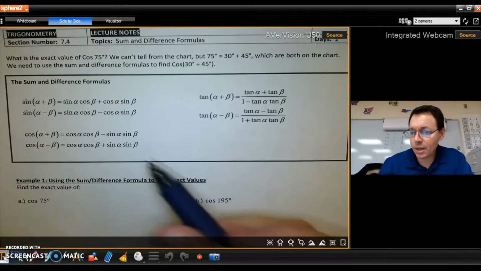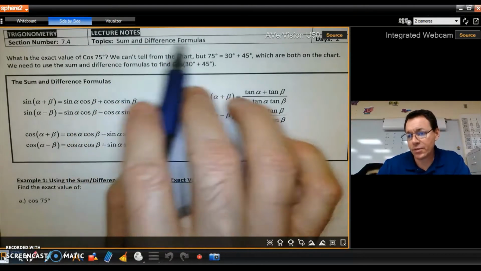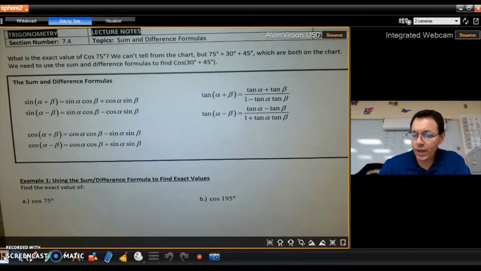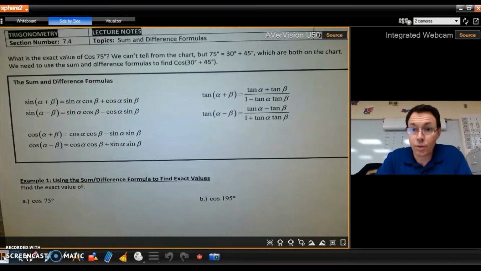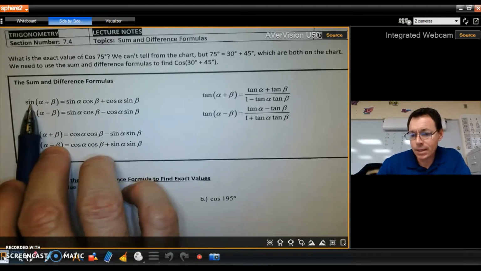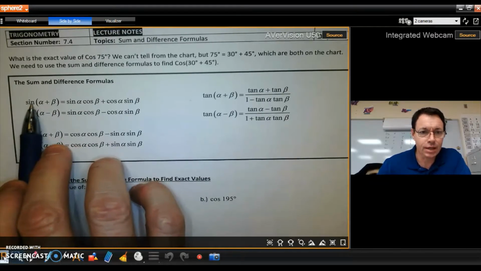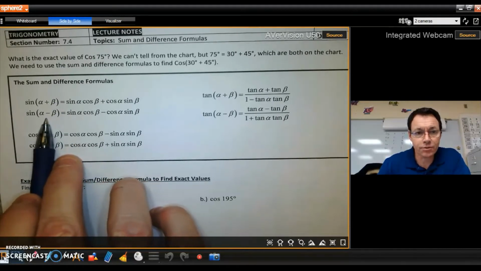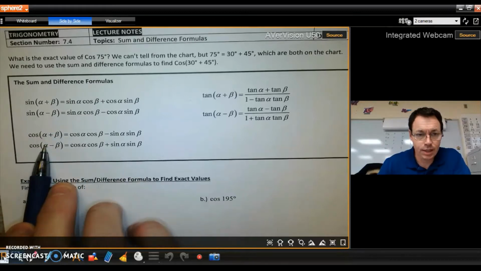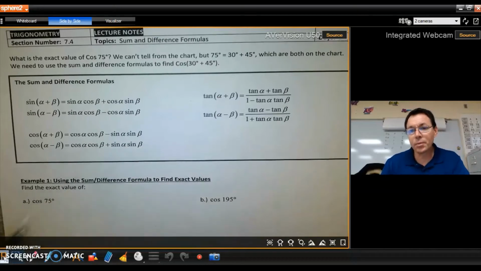Hey guys, today we're going to take a look at 7.4, which is called the sum and difference formulas. If you look down here in this box, you're going to see a bunch of formulas, equations. If you want to know the sine of two angles being added together, the sine of A plus B, or two angles being subtracted from each other, or the cosine of those two situations, or the tangent of those two situations, these are formulas that will do that.